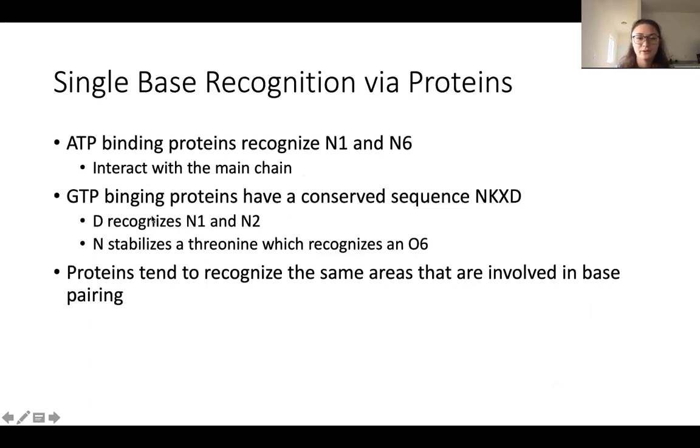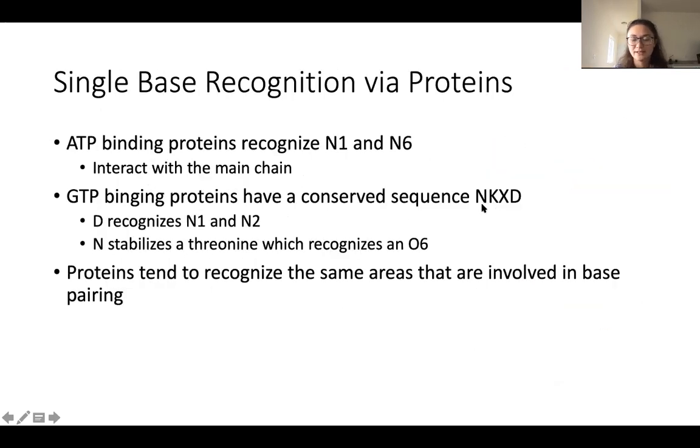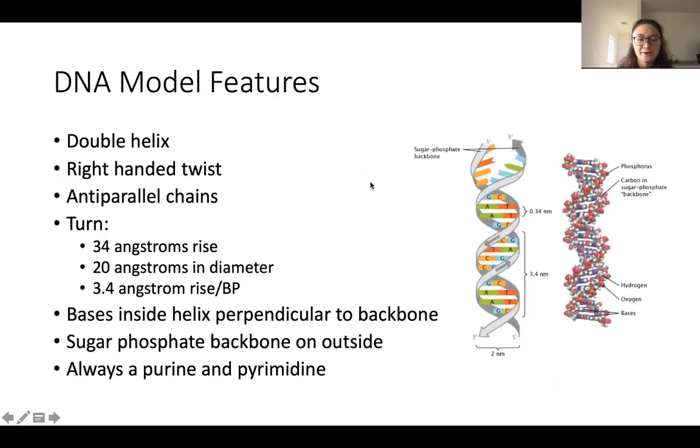And then also GTP binding proteins, in particular, have this sequence NKXD, where the D is recognizing N1 and N2, and the N is recognizing the O6. And same with the P loop, X always just means it can be any amino acid, it's not conserved. Okay, and then, sorry, we're getting towards the end, so thanks for hanging in there.